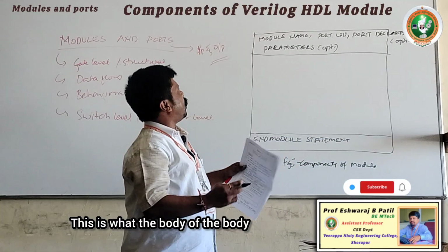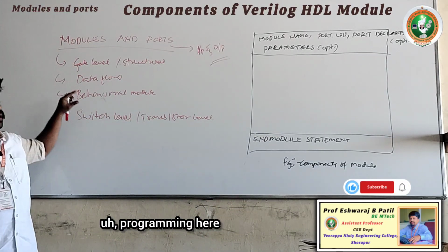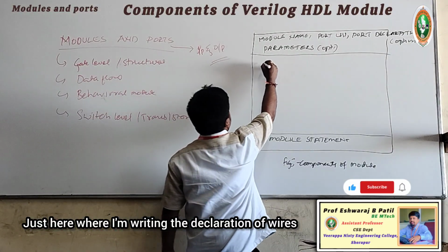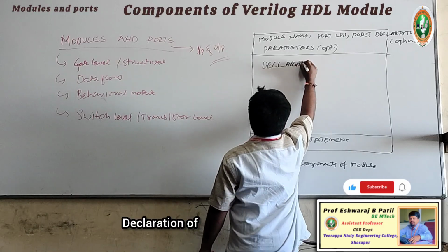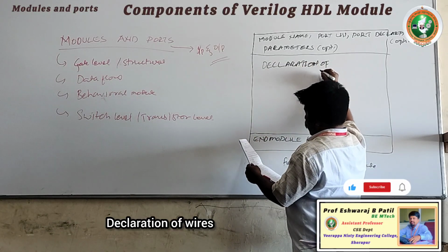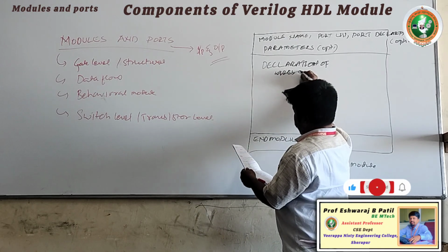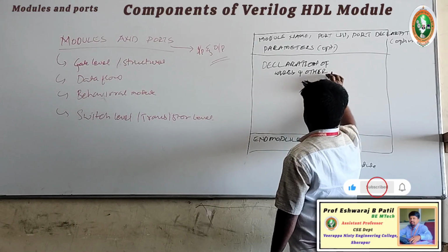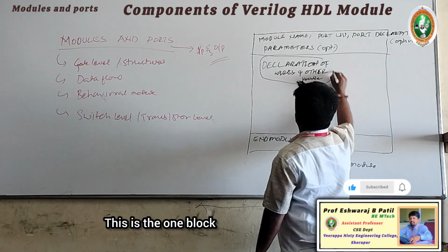This is the body of the body. Whatever we have, the four types of programming here. I am writing the declaration of wires. I need to declare the wires also, and other variables. This is one part. This is one block.